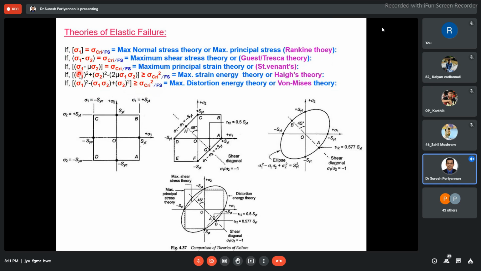If you understand this theory, you can rewrite this equation easily. Sigma 1 squared plus sigma 2 squared stays the same. Only here, in the sigma 1 sigma 2 term, you have to add 2 mu. Wherever strain is playing a role, obviously Poisson ratio is going to play an important role. So you have to keep that in mind. Now we move to the problem.